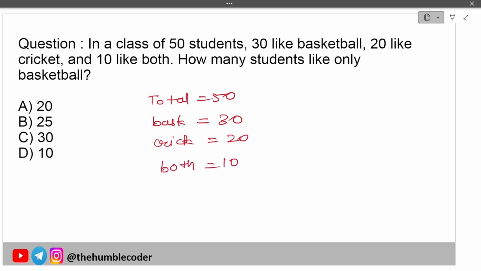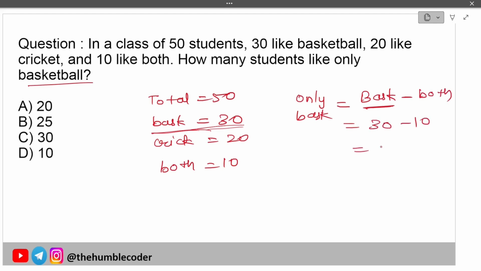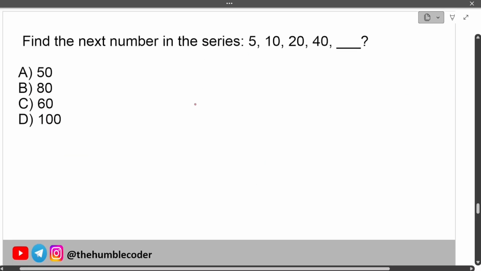10. Now we are asked only basketball. So only basketball we will find out. So how will we find out? What we will do is find out who likes basketball, including those who can also like other sports too, and then from that we will subtract the both ones. Okay, so 30 minus 10 will give us 20. This will give us the ones who like only basketball, which are 20. Okay, the answer is option number A. Okay, so let's now move on to the next question.